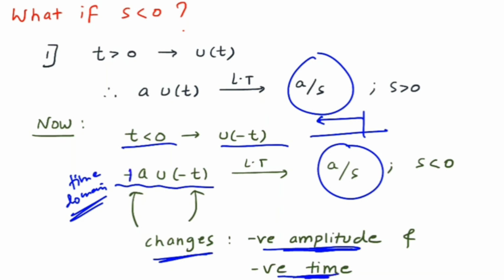So if here it is plus in the question, then in the answer it would be minus a over s. Okay, but the answer is the same, like a over s is the same, it will just change its sign. This is the final conclusion.